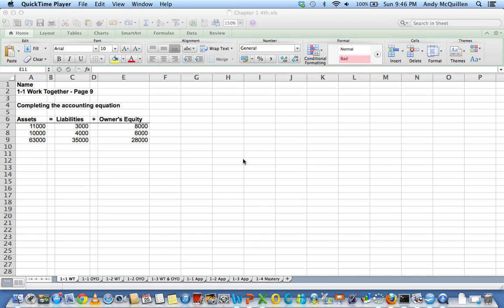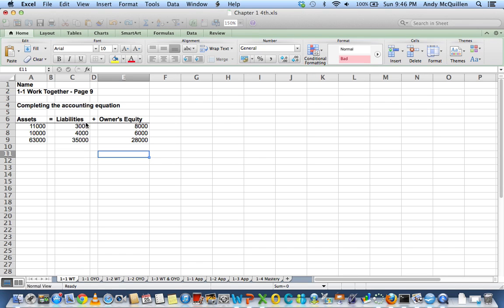This is a review of Chapter 1. Number 1, please remember that the most important part of this chapter is what I am highlighting right now on your screen, which is assets equal liabilities plus owner's equity.